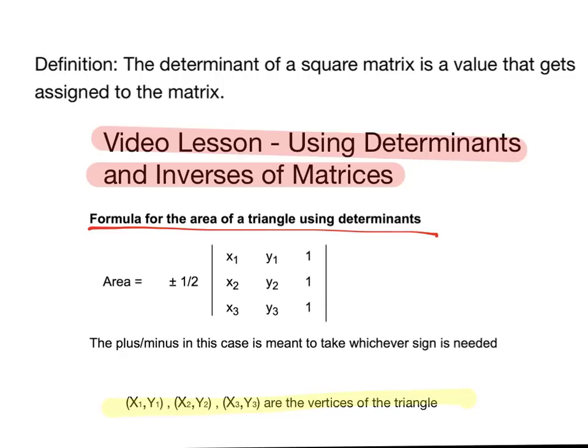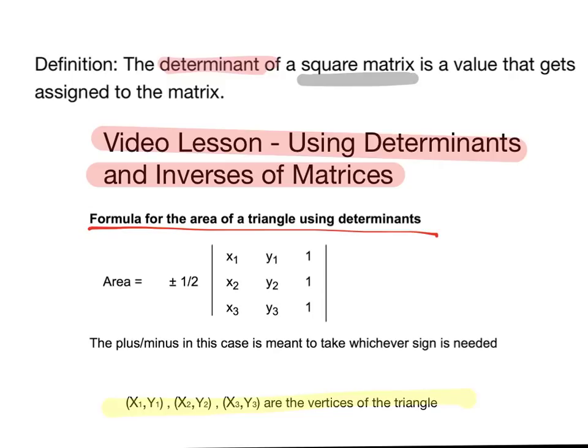In this video lesson, we're going to be looking at uses of determinants and inverses of matrices. And just as a reminder, the determinant of a square matrix is a value that just gets assigned to the matrix. So the determinant of a matrix is just a value. It's just a number that gets assigned to a square matrix.